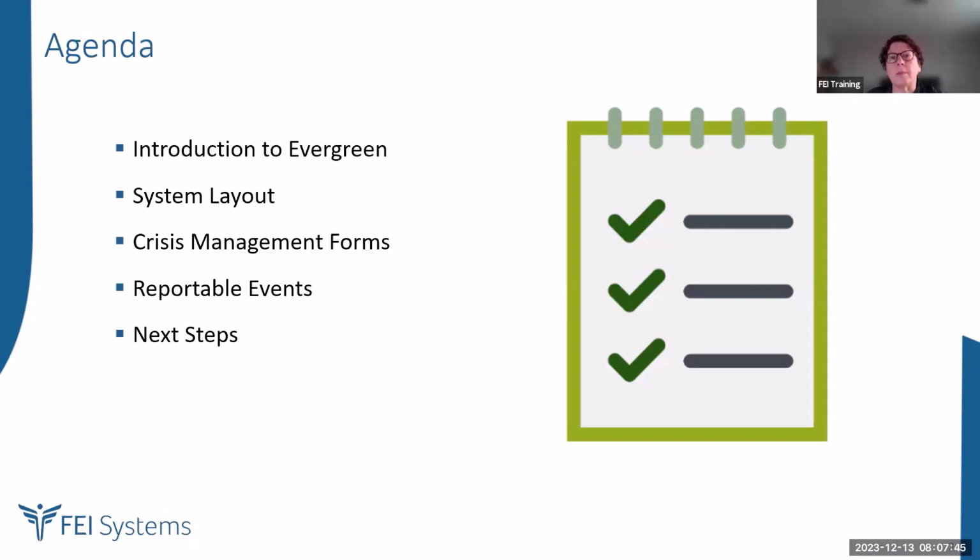And there's 12 forms. Some of these you're going to be very familiar with. Some of them have a new name. And some of them, it's multiple forms combined together. But you're going to find a lot of consistency between the forms. You're going to find them very easy to fill out in the system. And you're going to see lots of cool actions that Evergreen does to help you out with those forms. We're also going to talk about reportable events, and then we'll wrap things up by talking about the next steps.